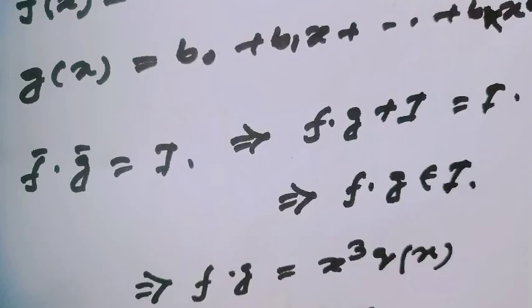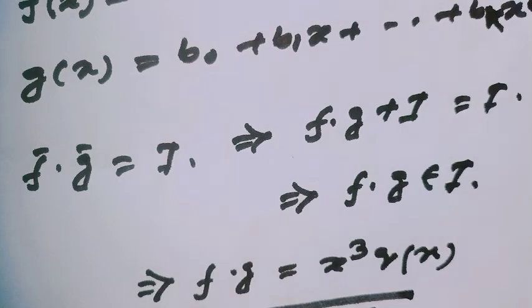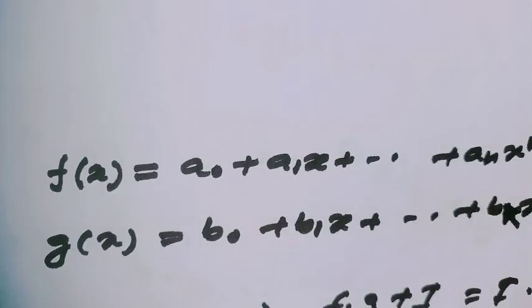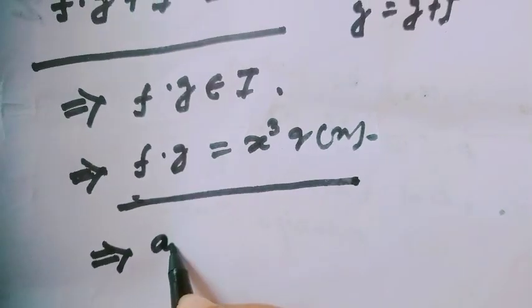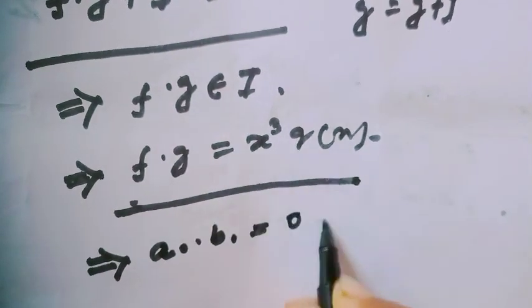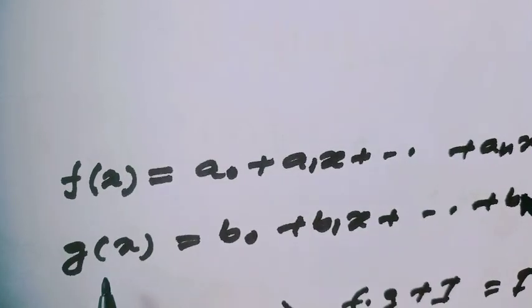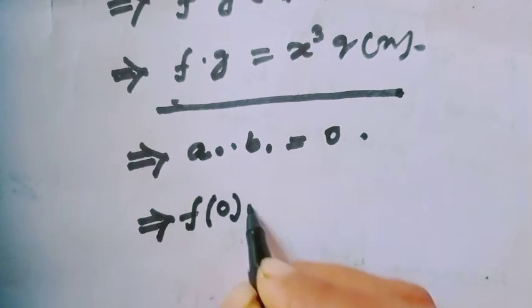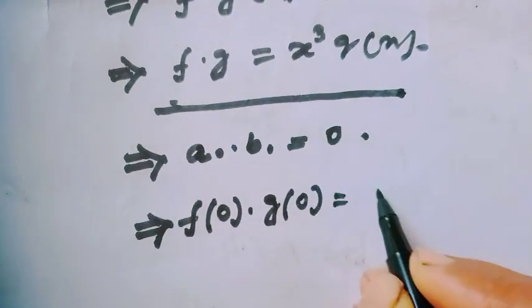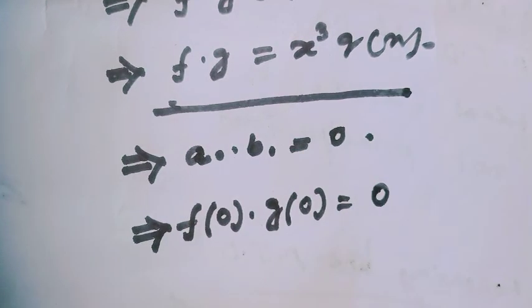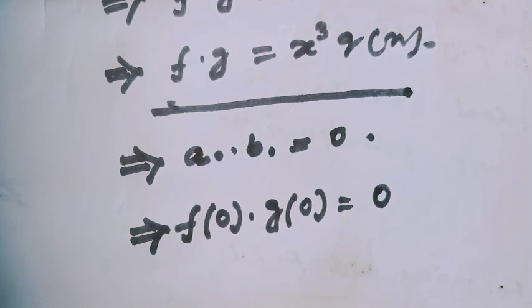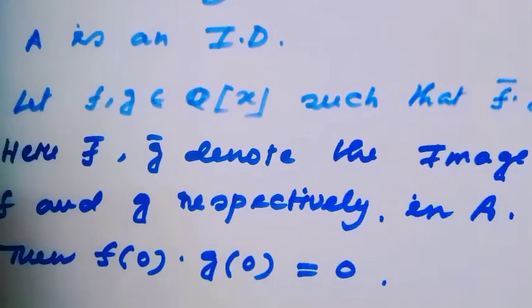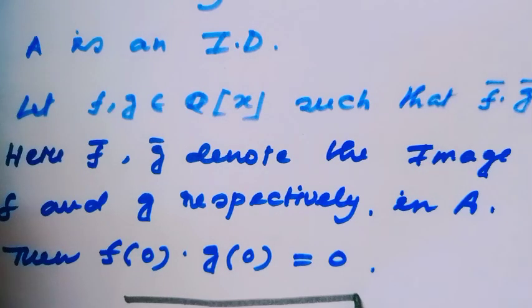Okay? And from this relation, if we put the values of f(x) and g(x), then this would be a0 times b0 equal to 0. Here a0 means just f(0) and b0 means g(0). So therefore f(0) times g(0) equals 0. Therefore, our proof is done, meaning option 4 is also a right option. Are you getting it?